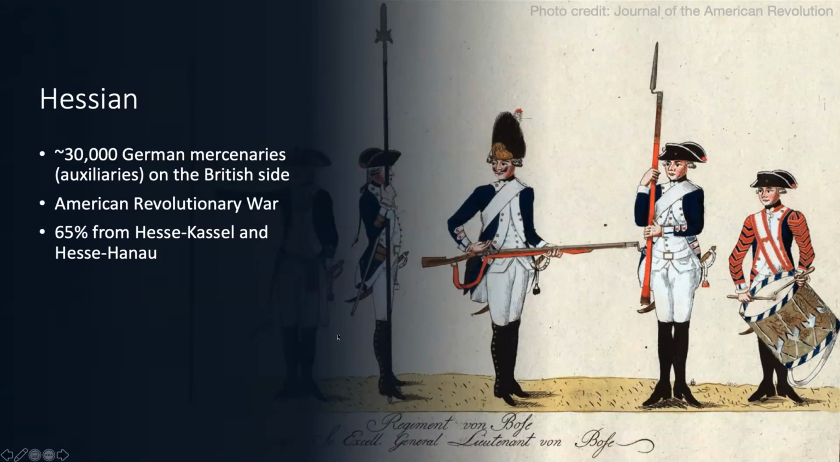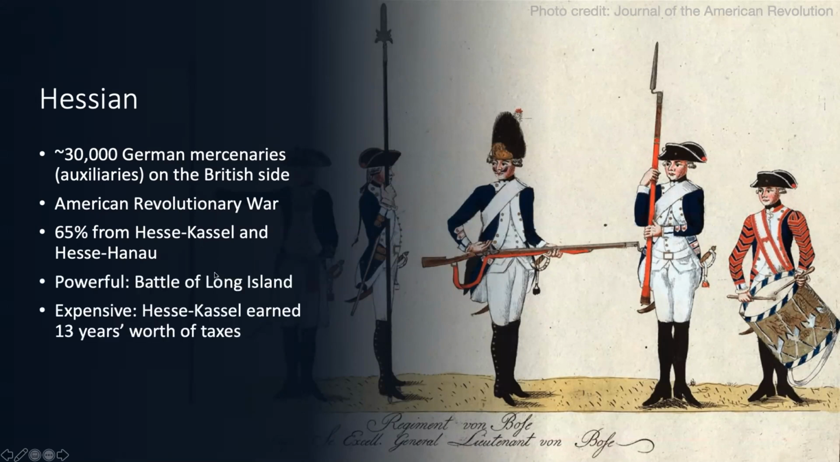They are called the Hessians because 65% of them came from the German principalities Hesse-Kassel and Hesse-Hanau. And these Hessians were actually very powerful troops. In their first engagement of the war, they played a decisive role in the victory of the Battle of Long Island. But for the British, this power comes with a price. To run the troops from Hesse-Kassel, the British Crown was charged roughly equal to 13 years' worth of taxes of that state. So this is the Hessian in the military, a powerful and expensive army.